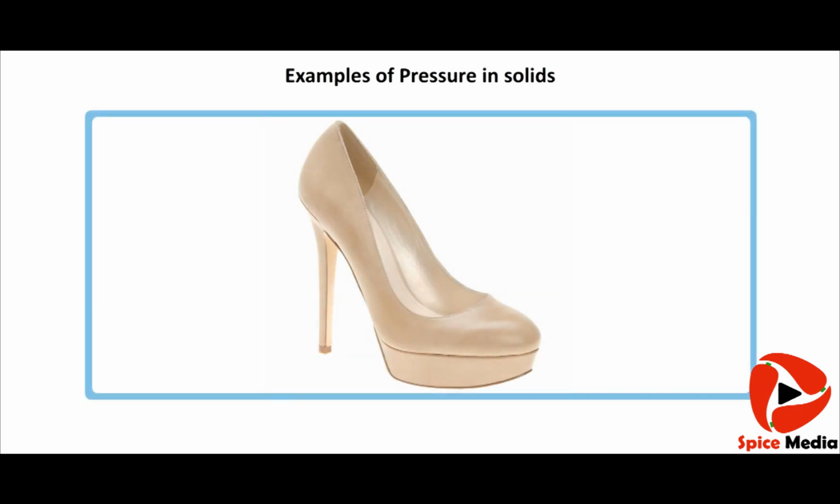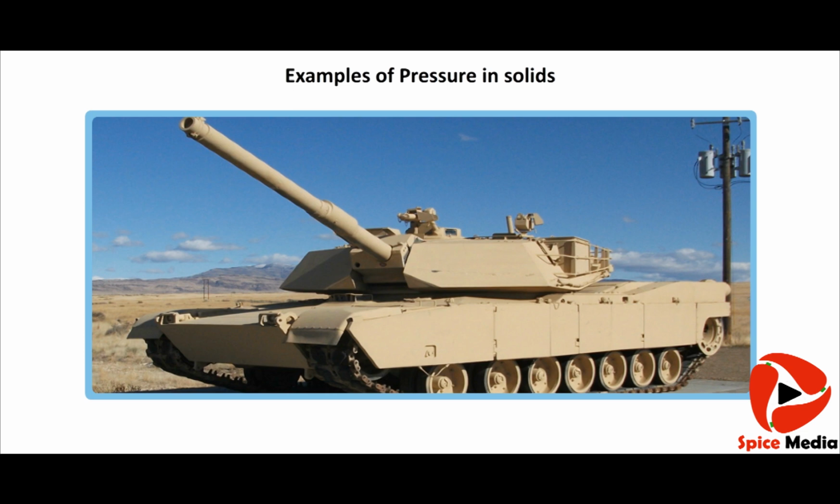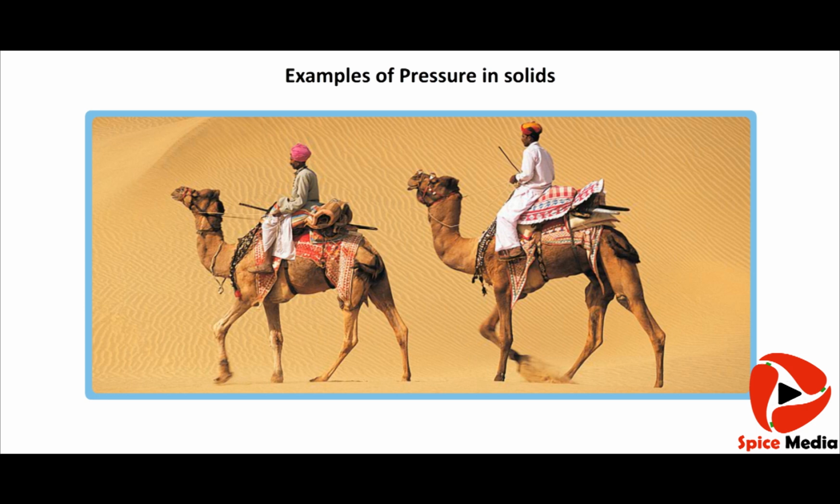The unit of pressure in CGS system is dyne per centimeter square. The unit of pressure in SI system is Newton per meter square, N/m², or Pascal. The unit of pressure is named so in honor of scientist Blaise Pascal.